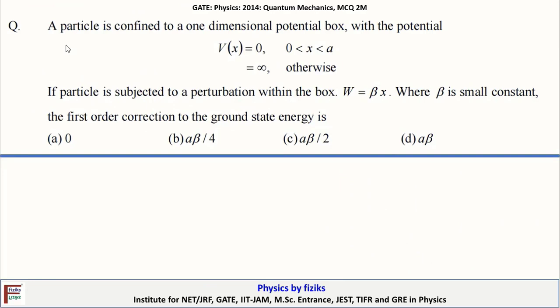A particle is confined to a one-dimensional potential box with potential this. If the particle is subjected to a perturbation within the box, W equals βx, where β is a small constant, the first order correction to the ground state is? Solution: we have V'(x) equals βx, that is the perturbed Hamiltonian.